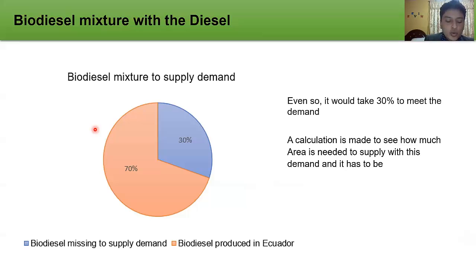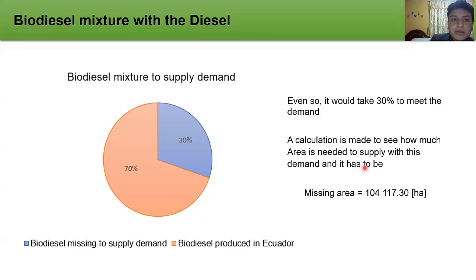We see that even with a 50% mixture of diesel and biodiesel, it still does not cover all the demand, only about 30%. For this part, it is necessary to recalculate to know the missing area needed. A calculation is made to see how much area is needed to supply this demand, and the missing area needed is 104,117 hectares.